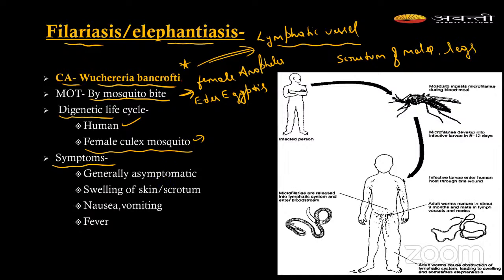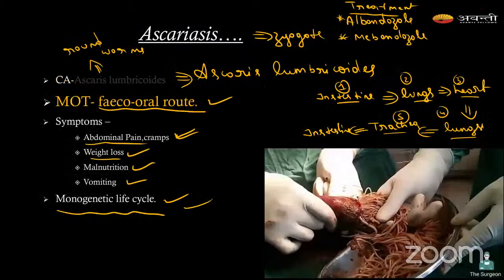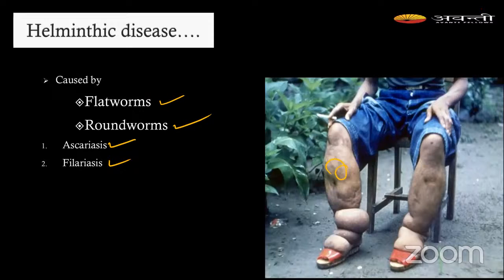Okay, fine. So see here, which are the symptoms? Generally asymptomatic. Whenever it is caused in the starting, it will be asymptomatic, and later it will show swelling of the skin and the scrotum, and nausea and vomiting, and also fever. So mainly the symptom is swelling of the skin and the scrotum. Nearly in the lymphatic vessel, it is going to live, so there it is going to cause the enlargement. We have seen that, right? So this is how it is going to cause the enlargement, not only in the leg, in the scrotum also. And in the upper portion of the females also, it is going to cause this elephantiasis.